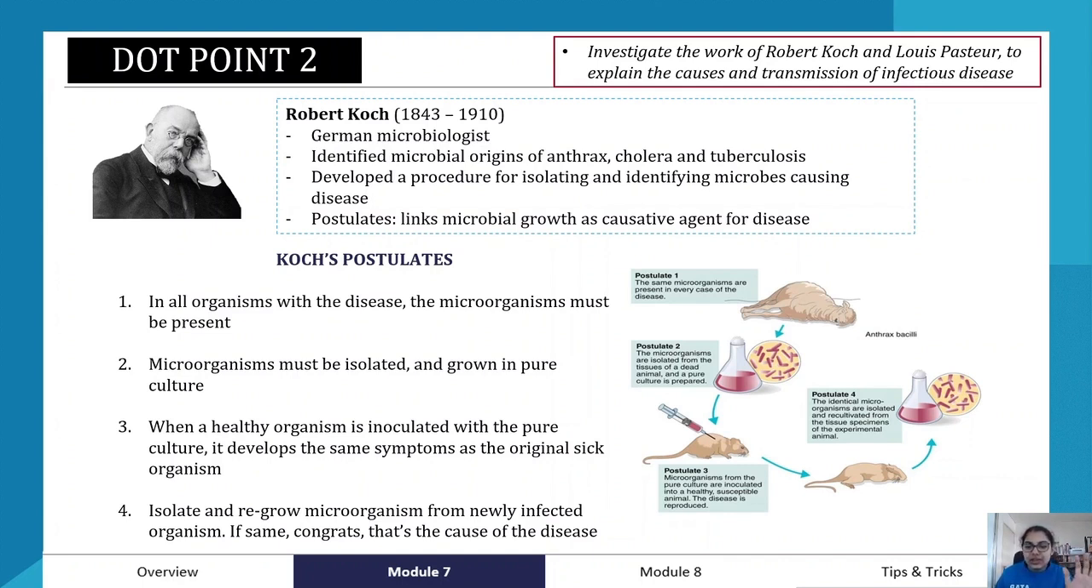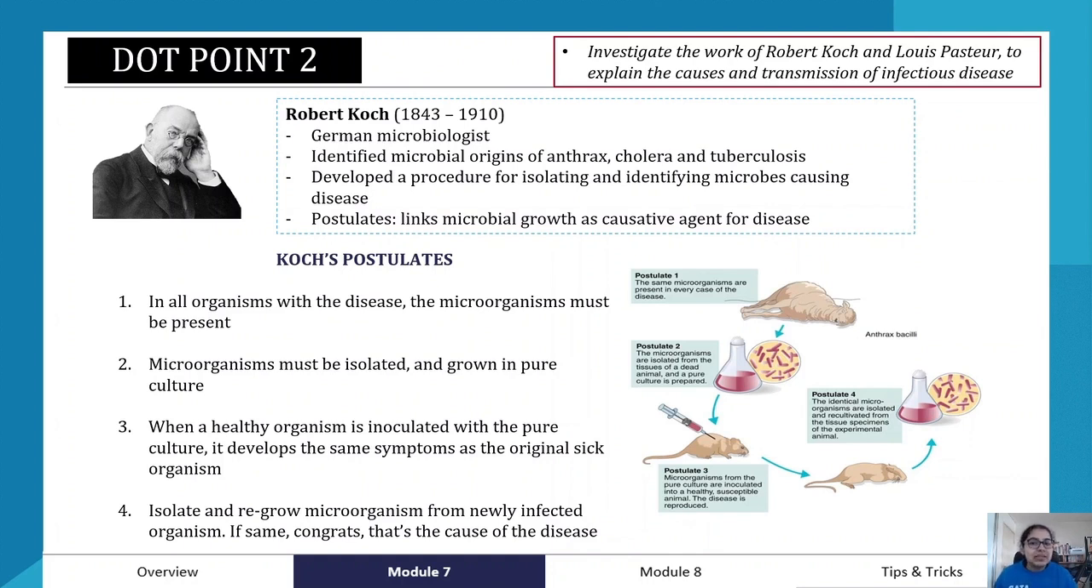Essentially, his postulates included that, firstly, in all organisms with a disease, there is a microorganism that is causing the disease. Then the microorganism has to be isolated and grown in pure culture. From there, we inoculate a healthy animal with the microbe we grew in the pure culture, to see if that animal develops the same symptoms as the original sick organism. And then we isolate and regrow that microorganism from the newly infected organism.